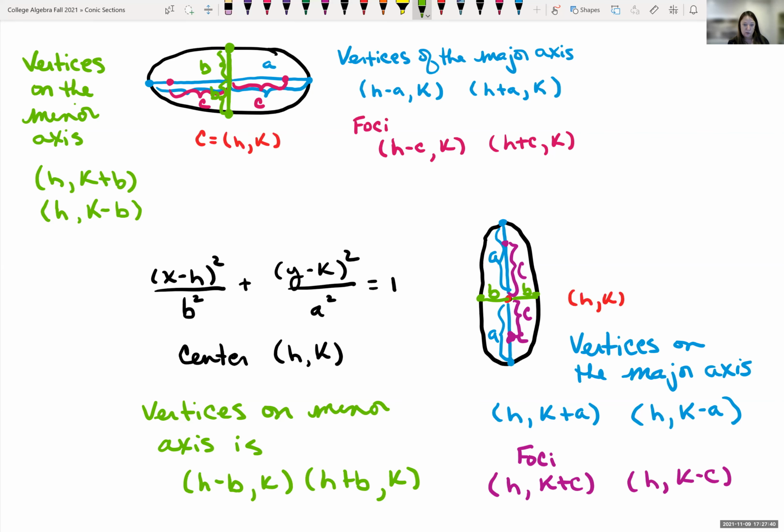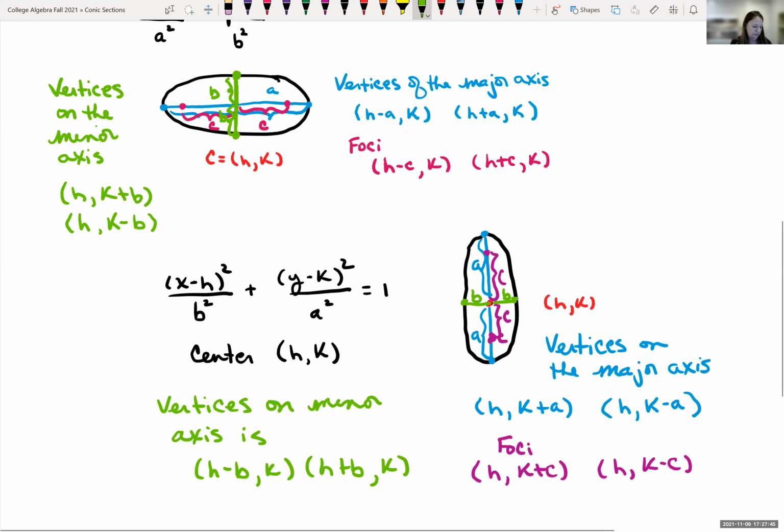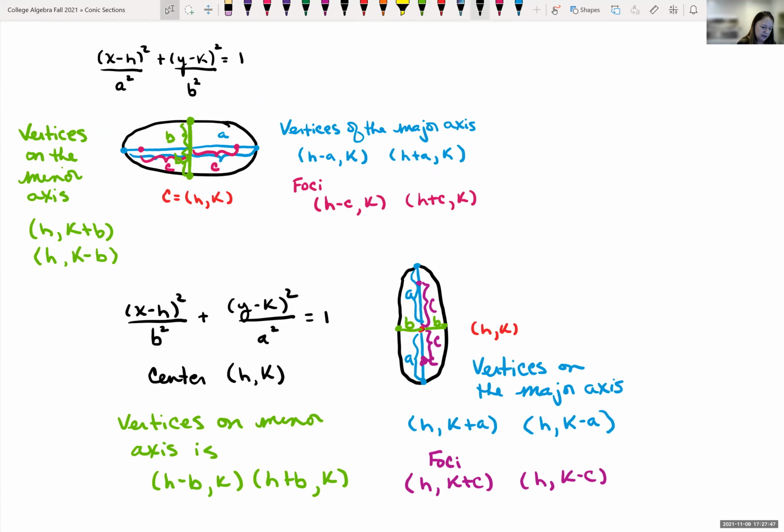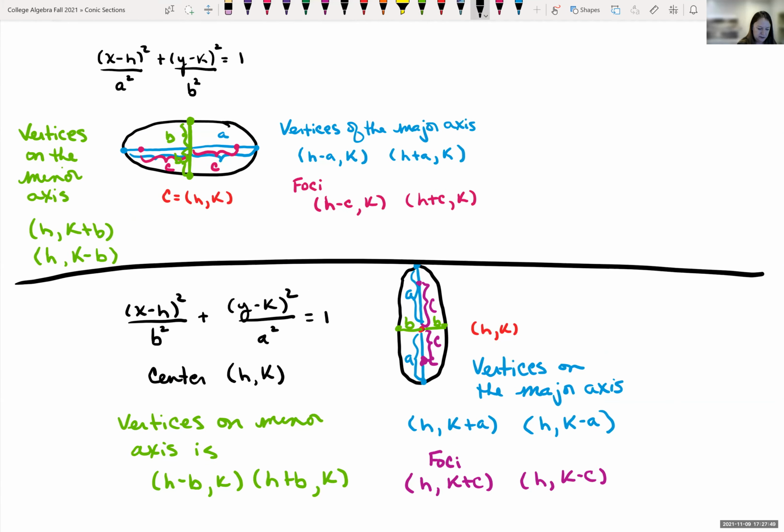For ellipses, we can figure out what c is. c squared is always equal to a squared minus b squared.